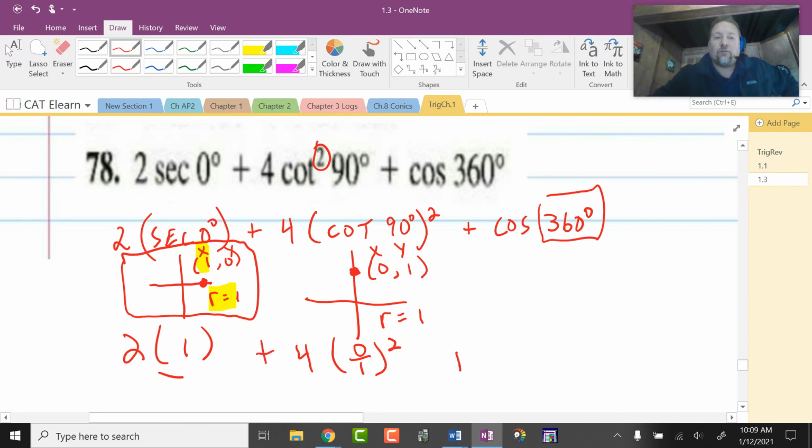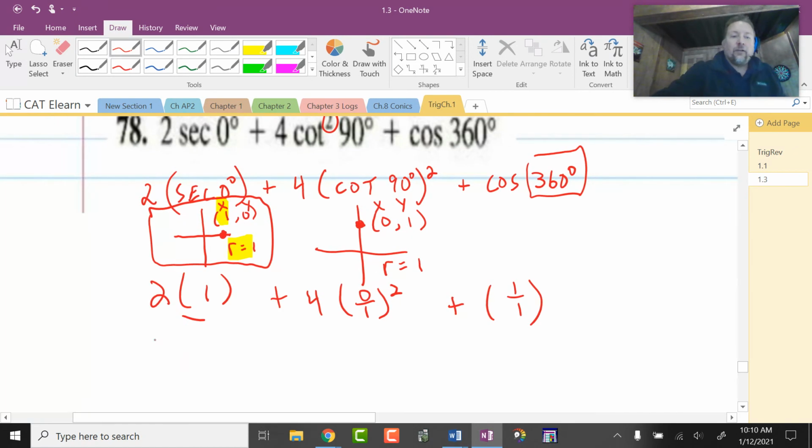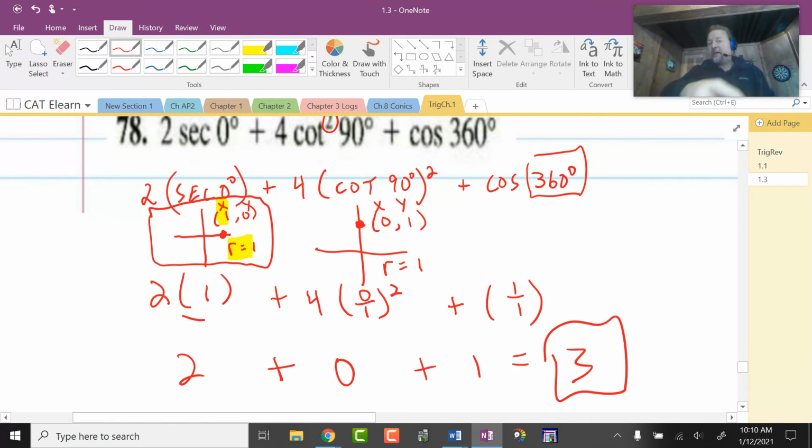The cosine of 360 is x over r. So 360 is that same drawing as 0 degrees, same coordinate used. So cosine is x over r, which is 1 over 1. Final answer: 2 times 1 is 2. 4 times 0 squared is still 0. The answer is 2. And Emily, I guarantee you have that exact example in your notes from 4 or 5 years ago.